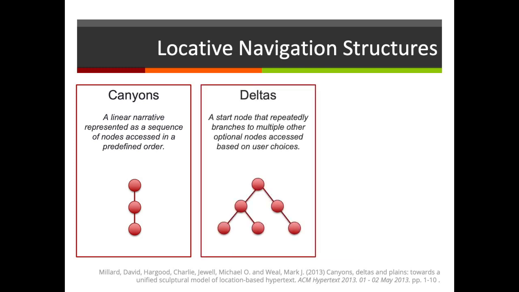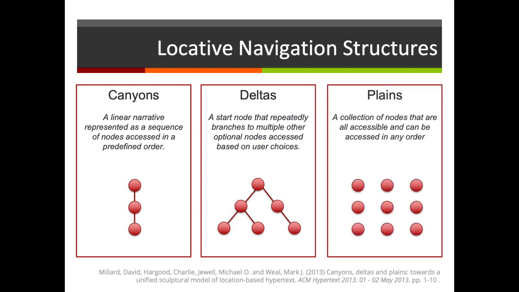The second was a delta. So this is a bit like a canyon, but here at various points you're given choices, and the structure therefore branches and takes you in different directions according to the choices that you make. The delta is very similar to the sort of time cave structure that we see in normal interactive digital narrative. But again, here very often the choices are not made by clicking on links, but by physically walking to different locations.